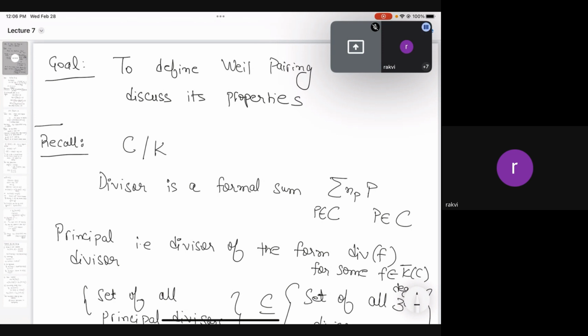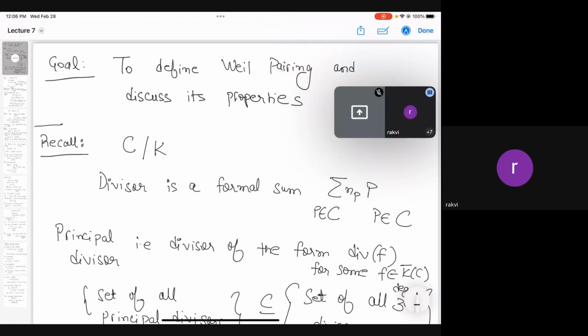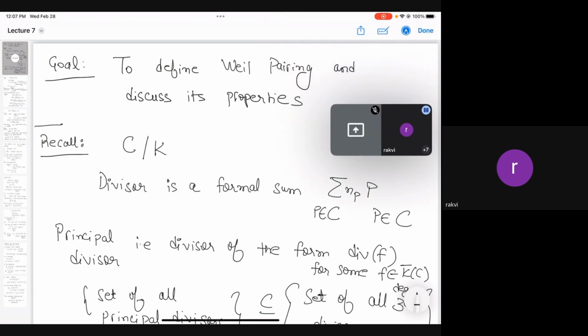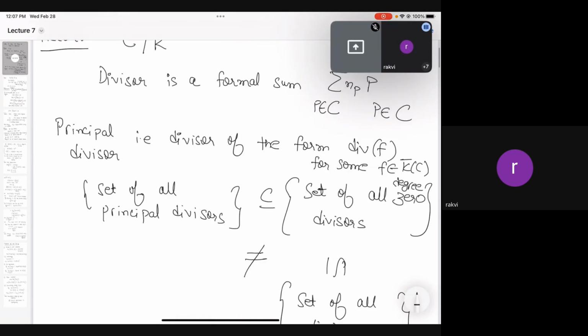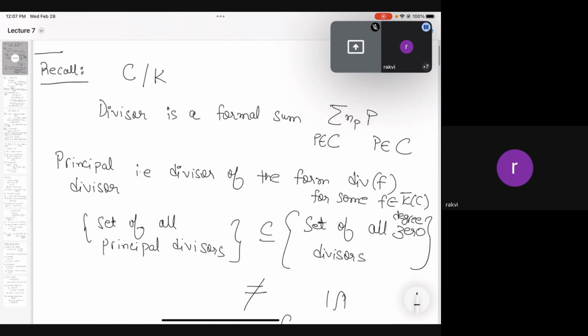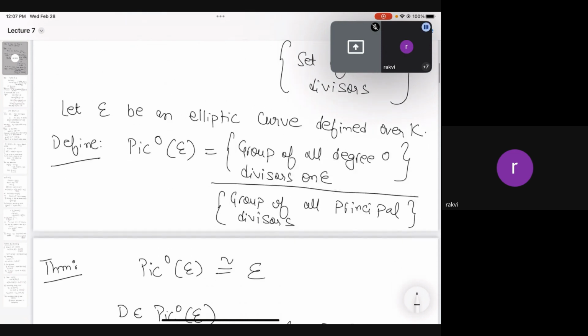Right, so let's just continue from what we were discussing last time. We managed to define the Weil pairing, and we were about to give a proof of why those properties hold. Let's revise a bit, because the proof involved quite a few steps and it's good to recall what we were doing. So this is from the previous time. If we have a curve, then we have a concept of divisor, and we have a concept of principal divisors.